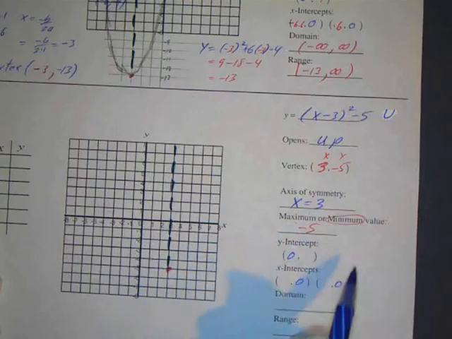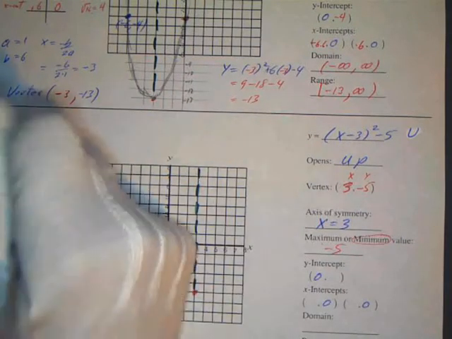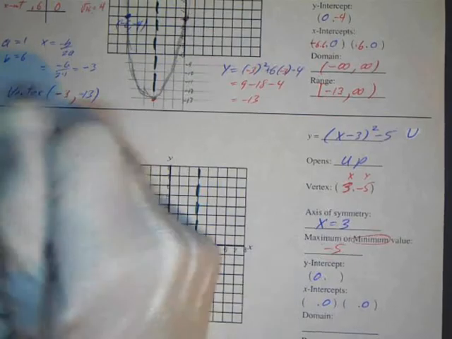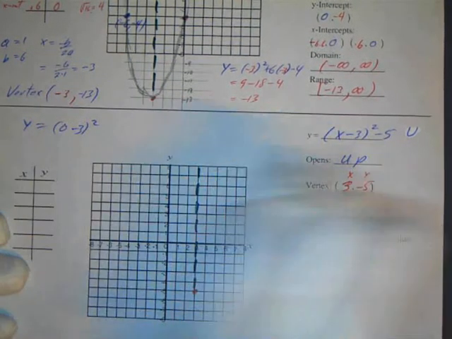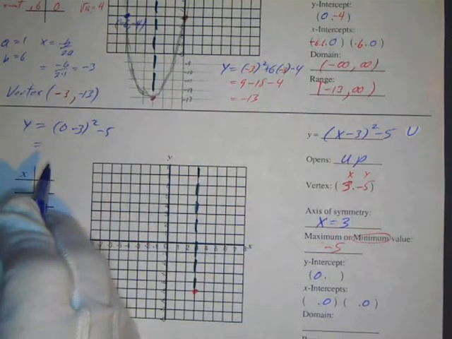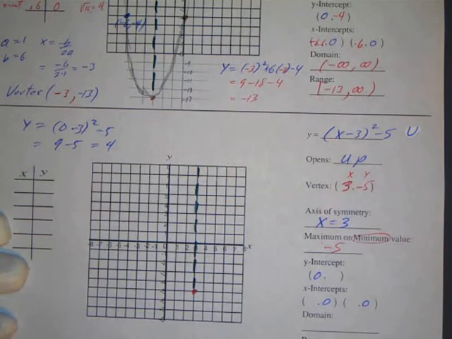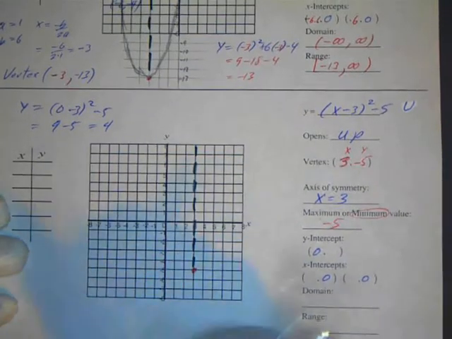So if we want to find the y-intercept, the x is 0. So we know y equals, and that's going to be, if I put 0 in for the x, 0 minus 3 squared minus 5. And that's going to be negative 3 squared, which is going to be 9, minus 5, so that's going to be 4. So that wasn't too bad, wasn't too difficult. So that's going to be 0, 4.